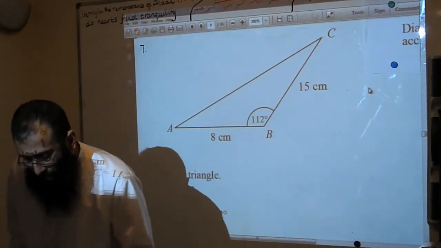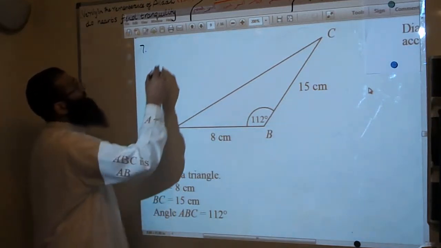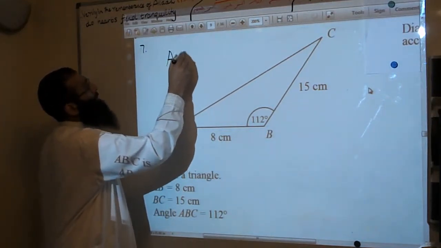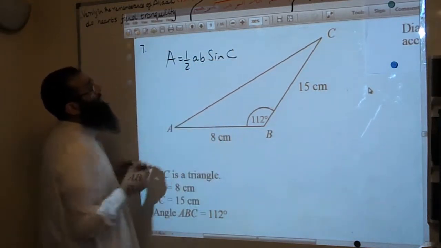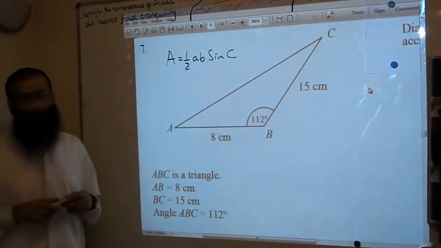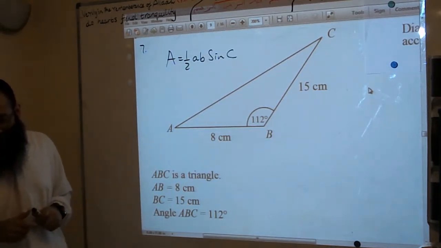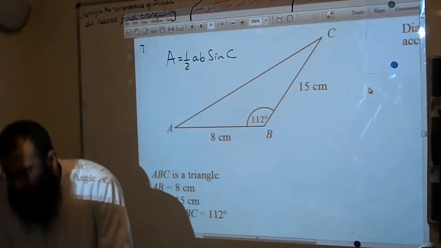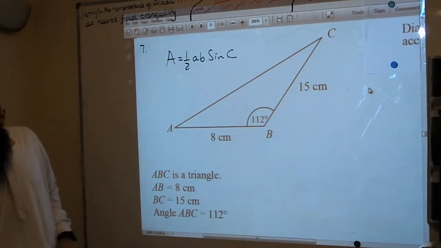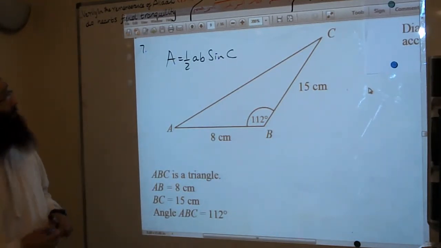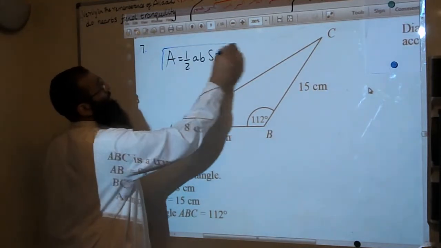Okay, question number 7. Sine and cosine is it? That's a special variation of one of the formulas. Area equals half ab sin C. Okay? That would normally be at the front of the exam paper, but it's not on this paper, so you need to memorize it. How do you know when to use that formula?